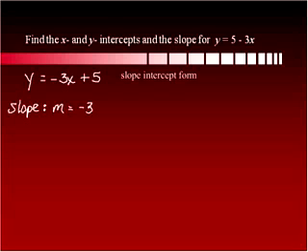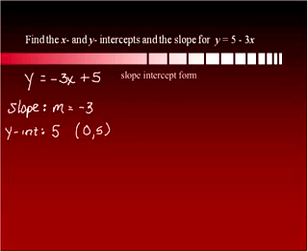The y-intercept is just as easy to find. When it's in this form, slope-intercept form, the number being added or subtracted to the slope is your y-intercept, and it's a positive 5. So our y-intercept is 5. And we could also write it as 0, 5 for the point. So the point is at 0, 5 for the y-intercept.